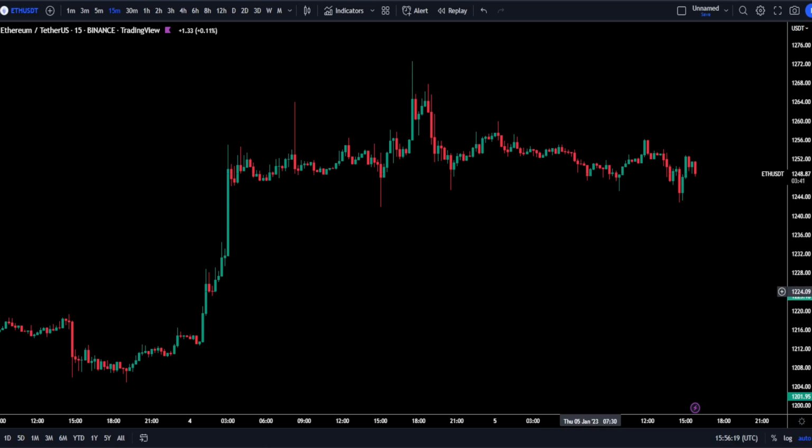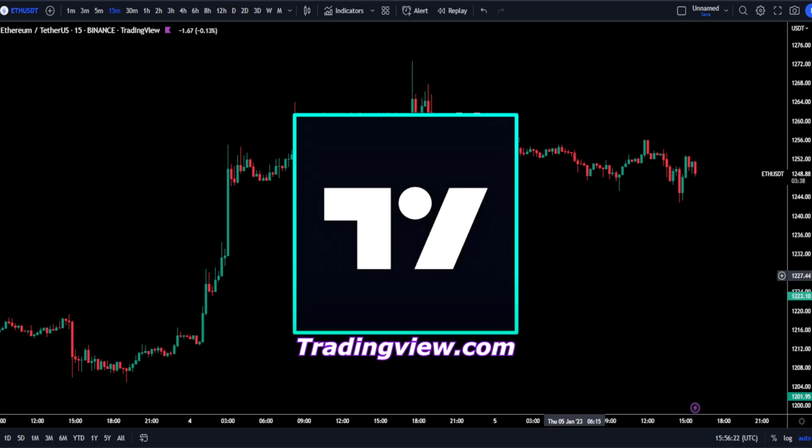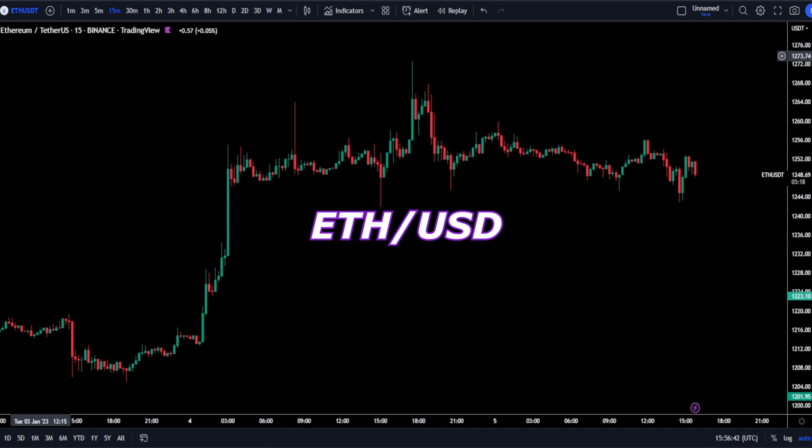Okay, so the first thing you need to do is head over to TradingView.com, and we're currently looking at Ethereum versus USDT on the 15-minute time frame. And for this strategy, we're going to need 3 indicators.